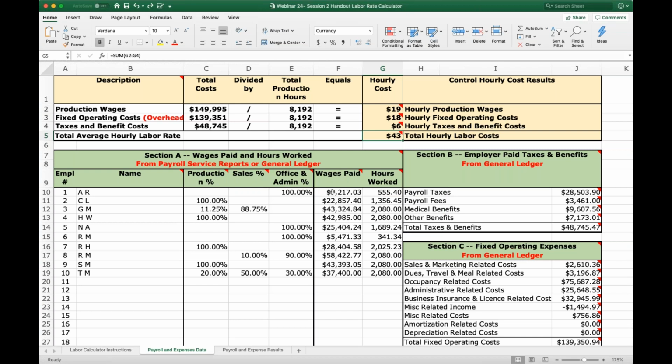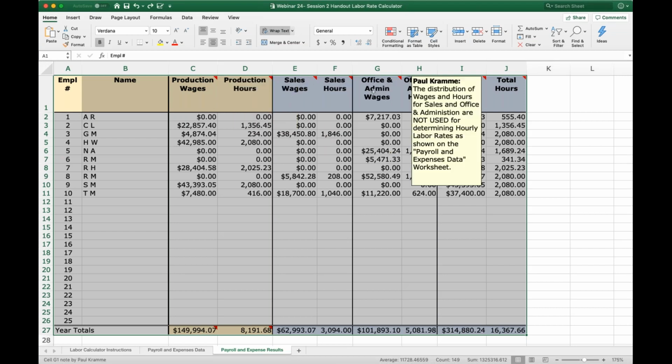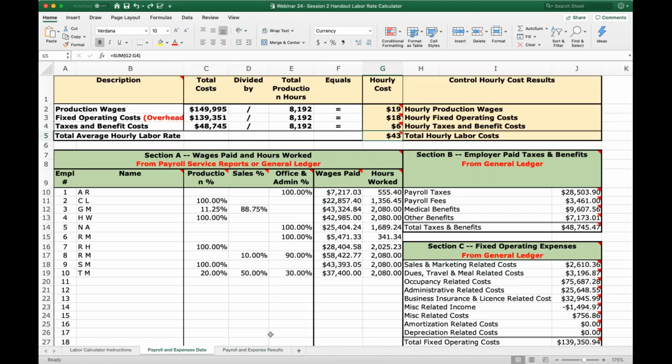Paul, can I just interrupt you a minute? Yeah. Just for clarification, that production wages is just your production staff? Yes. Okay, because we did have a question on that. So no, the $7,200 is the grand total, Linda, for just that person, period. On the next worksheet, we're going to split that number between production, sales, and office based on these percentages. So he was not involved in production or sales.